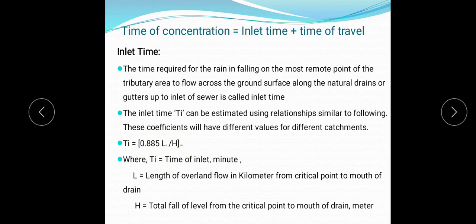Okay, so I will repeat. Inlet time Ti is equal to 0.885 (L³/H) the whole raised to 0.385. That is the equation. Where Ti means time of inlet or inlet time in minutes. L means length of overland flow in kilometers from critical point to mouth of the drain. Then H is the total fall of level from the critical point to mouth of drain in meters. So this is the equation for calculating inlet time.